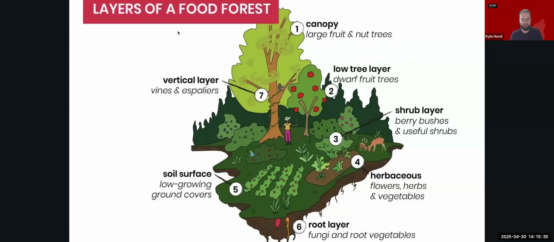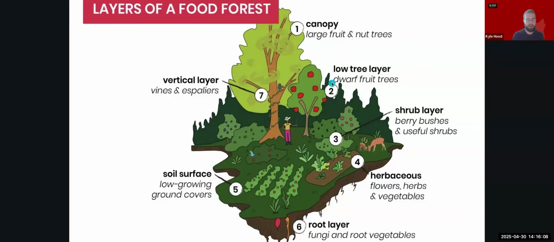This is a visual representation of what a food forest can look like. We'll go layer by layer, starting with the top. At the very top, we're talking about the canopy, the large trees in our food forest. We're thinking about edible trees that are large, things like pecans, apple trees, and pear trees, good examples of those larger trees, 30 to 50 feet tall, some even taller than that.